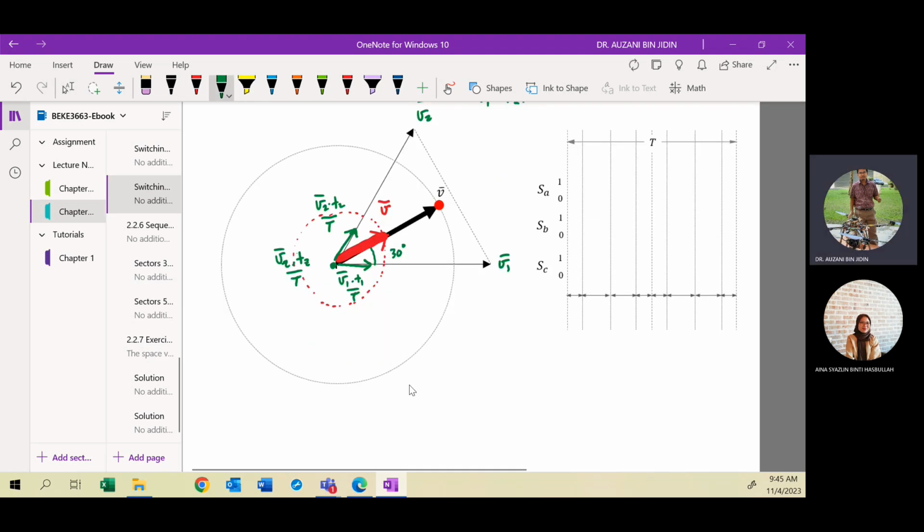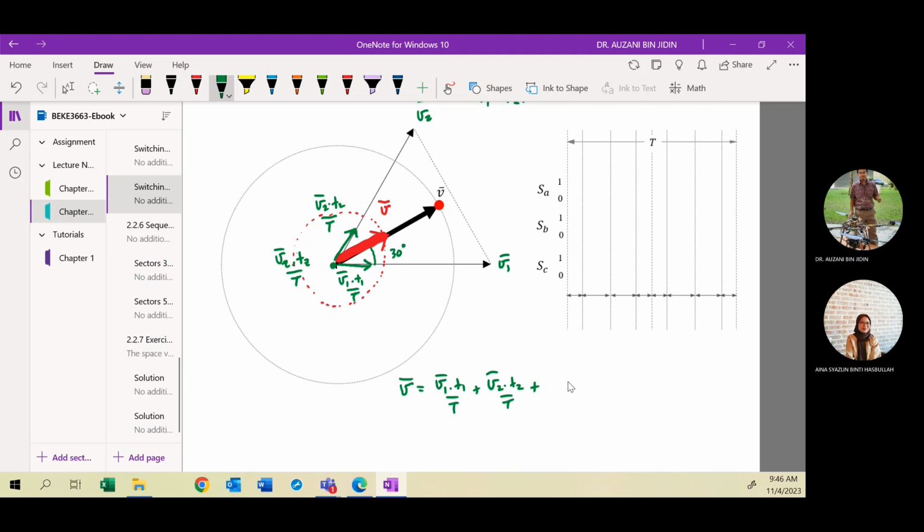So refer to this equation. It is very simple. You have to plot the space vector: you have V1, T1 divided by T, then you have V2, T2 divided by T, then you have the zero vector, VZ, TZ per T. In this case, T1 and T2 are the same. So how can you reduce the amplitude of the space vector? Amplitude. So here, your V, the angle is 30 degrees.